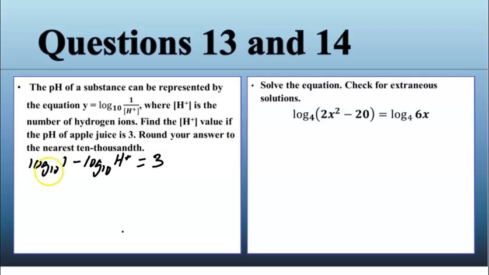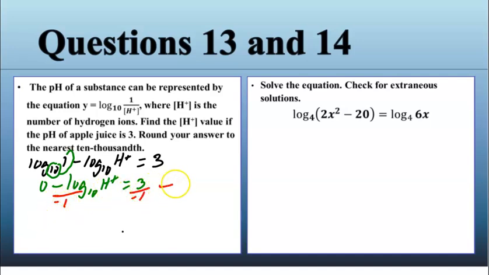Now here, if I think of what do I raise 10 to, to give me an answer of 1. So I'm just treating this like an exponential. 10 to what power gives me 1? 10 to the power of 0 is 1. So this is 0 minus log base 10 of H positive equals 3. So now I need to get rid of this negative here. So to get rid of this negative, I'm just going to divide by negative 1.